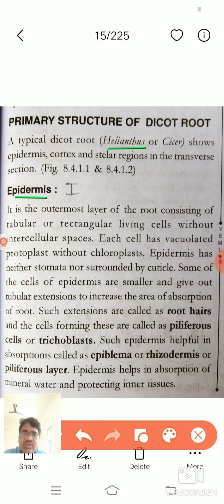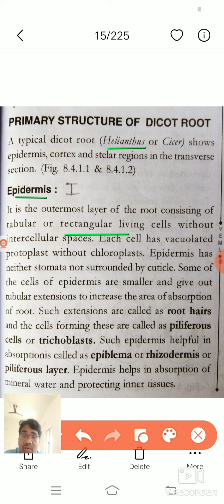It is the outermost layer of the root. It consists of tubular, rectangular living cells without intercellular spaces. There are no intercellular spaces between the epidermal cells. Each cell has a vacuolated protoplast without chloroplast. Epidermis has neither stomata nor is it surrounded by a cuticle layer.